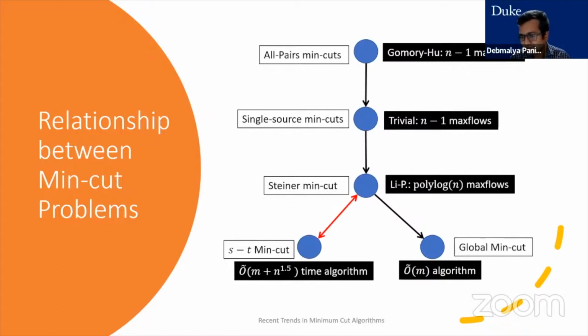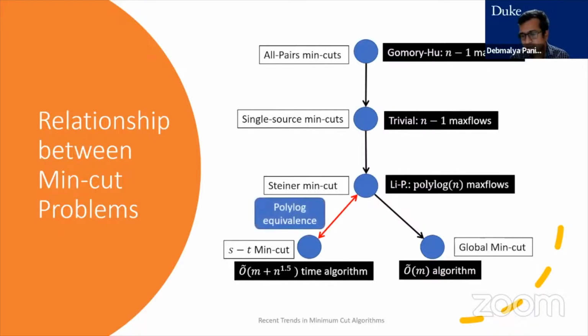For Steiner min-cuts, we have a better algorithm that we just discussed. We have an algorithm that runs polylog n max flows rather than n-1 max flows. And then, as we discussed, Steiner min-cut is actually a generalization of the global min-cut problem and the ST min-cut problem. For the global min-cut problem, we already knew a near linear time algorithm. This has been known for many years now. For ST min-cut, we did not know this. So we had an algorithm that runs in m plus n raised to 1.5 time.